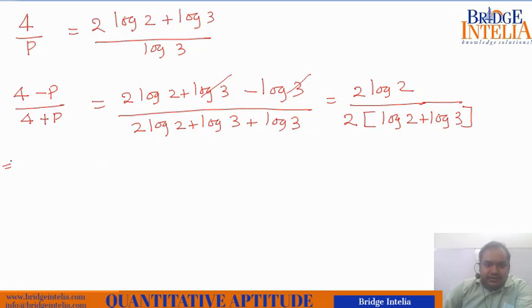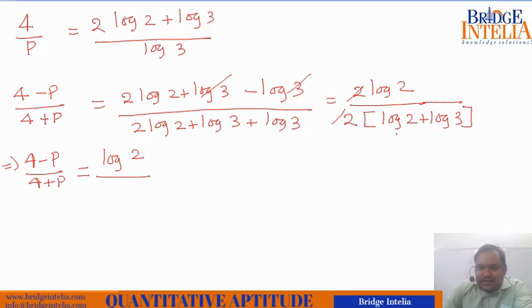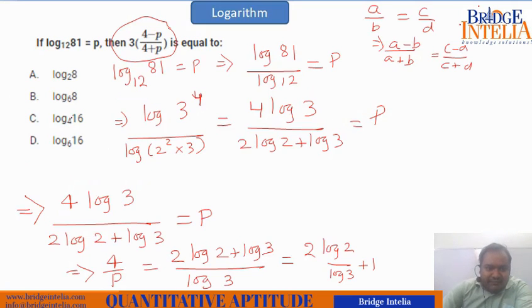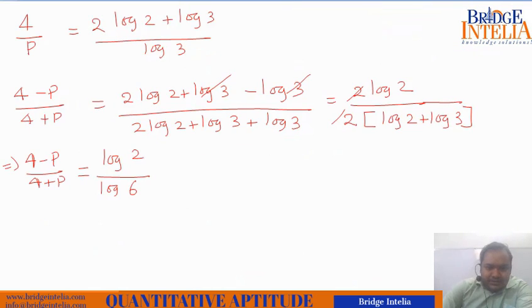So this indicates that (4 minus p) into (4 plus p) is actually, this 2 and this 2 also get cancelled, equal to log 2 divided by, now log 2 plus log 3 can be written as log of 2 into 3. So log of 2 into 3 means log 6. But see, we have to find the value of this expression, 3 times of componendo dividendo. So let's multiply this by 3. So it indicates that thrice of (4 minus p) divided by (4 plus p) is equal to thrice of this.